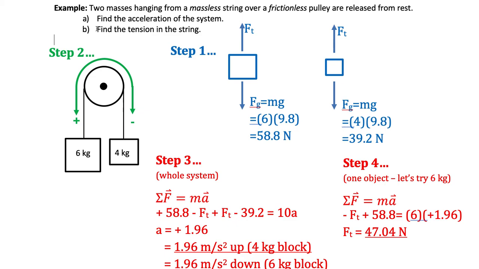So that is our tension in the string. And again, a good exercise for you would be to repeat step 4, but rather than picking the 6 kilogram block, do it with the 4 kilogram block. And you should find you get this exact same number to the decimal place.